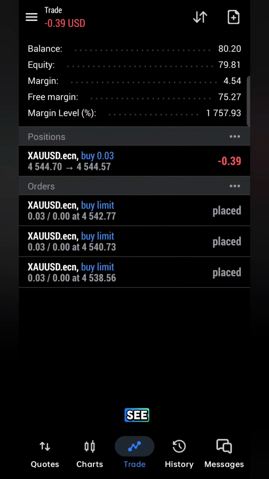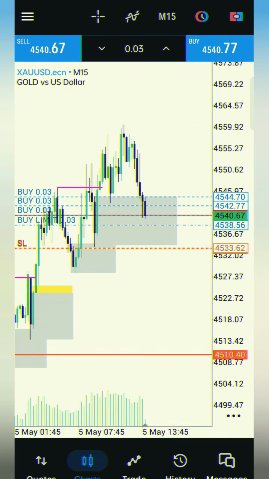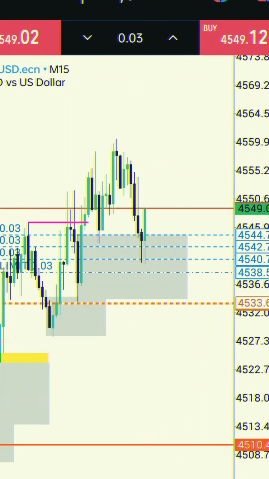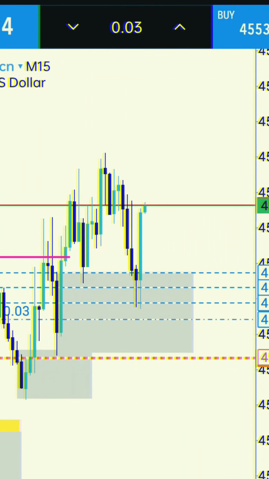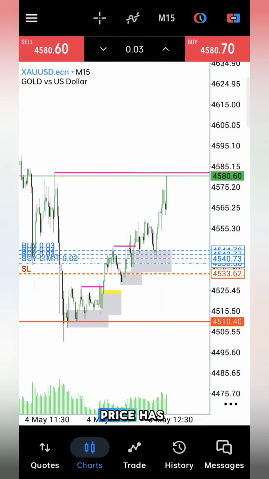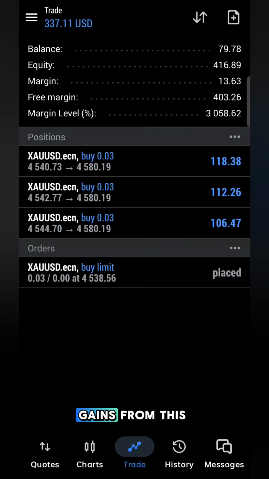Guys, as you can see, one position is currently active while the rest of the orders remain pending. At this stage, we'll let the market deliver and observe how price reacts moving forward. Many tic-tacs later. Finally, price has delivered into our targeted profit zone, so I'll be closing all active positions and securing the gains from this setup.